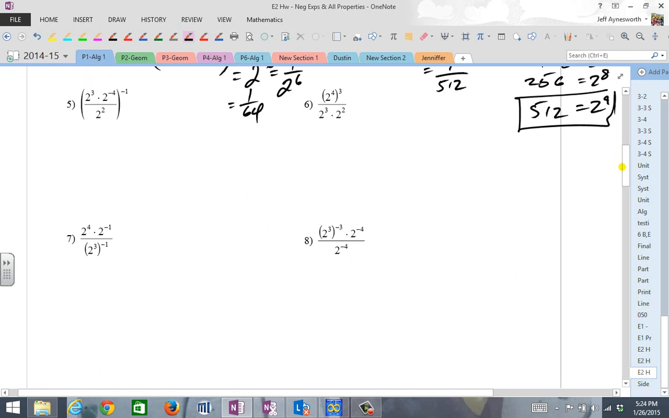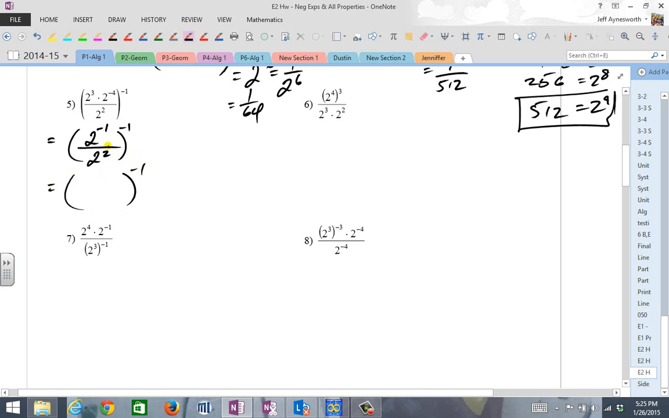Okay, number 5. Starting in the numerator, so let's do that. Multiply like bases, you add your exponents. Since 3 plus negative 4 is negative 1, you get 2 to the negative 1 power, divided by 2 squared.